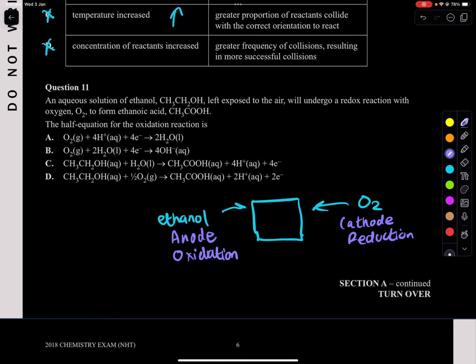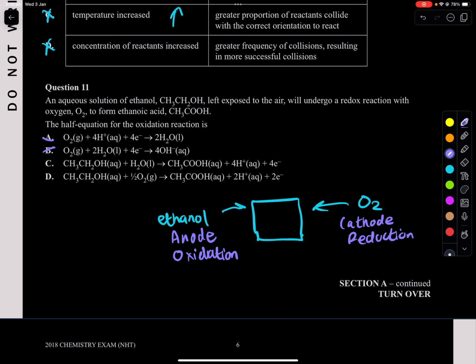Okay, that's what just comes into mind. So the half equation for the oxidation reaction is what? Well, when we're talking about oxidation, it's going to be ethanol most likely, so it's not going to be this oxygen gas. It's already given you a hint here. Electrons are always supposed to be on the right when it's an oxidation reaction. So, hint, hint, hint, it can only be these two here because the electrons are on the right.